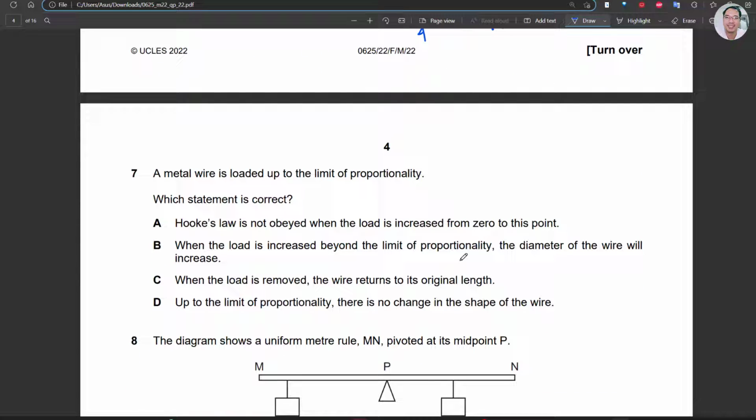A metal wire is loaded up to the limit of proportionality. Which statement is correct?